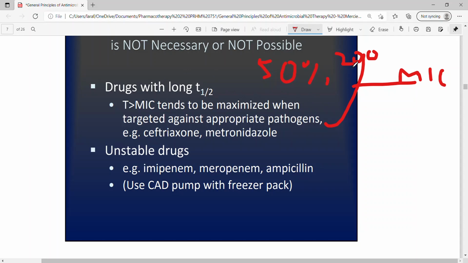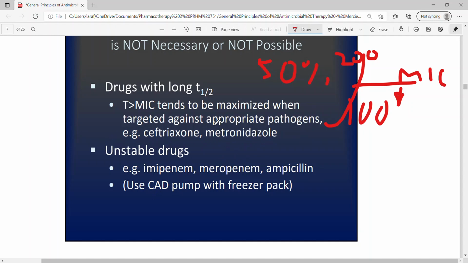So 200 is going to go down to 100, and let's say the 100 is right here below the MIC. How long does it take? Well, it depends. Each medication has its own half-life. They're not all the same. Some might be 1 hour, some might be 5 hours, some might be 20 hours. So when the time is greater than the MIC, it tends to be maximized when targeted against appropriate pathogens, such as ceftriaxone, metronidazole.